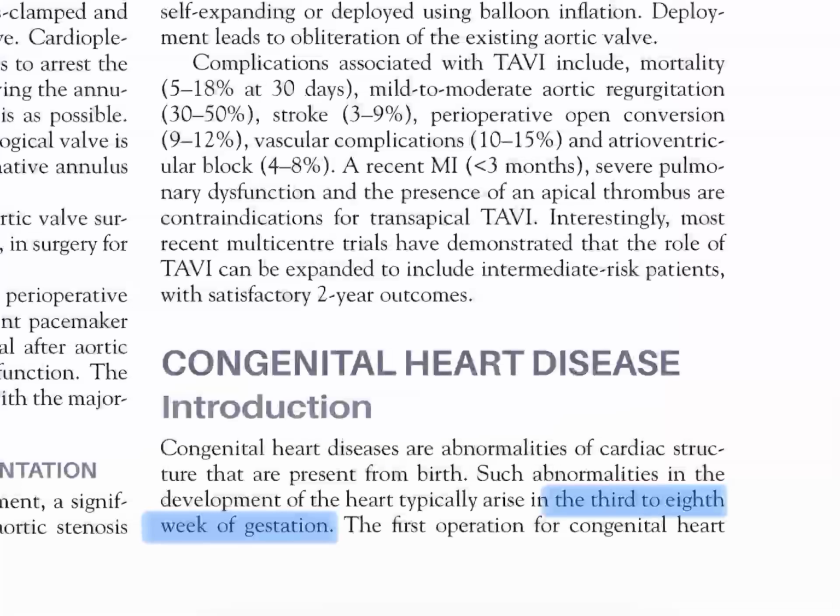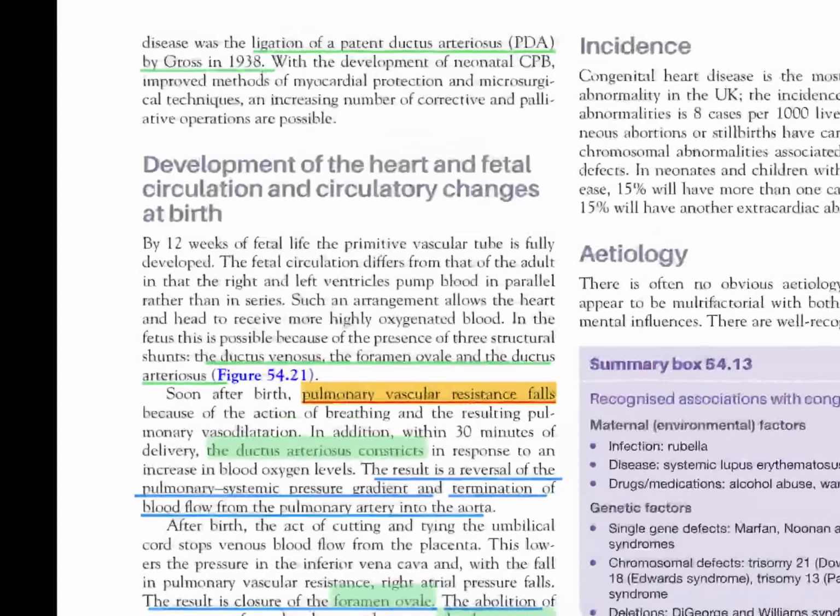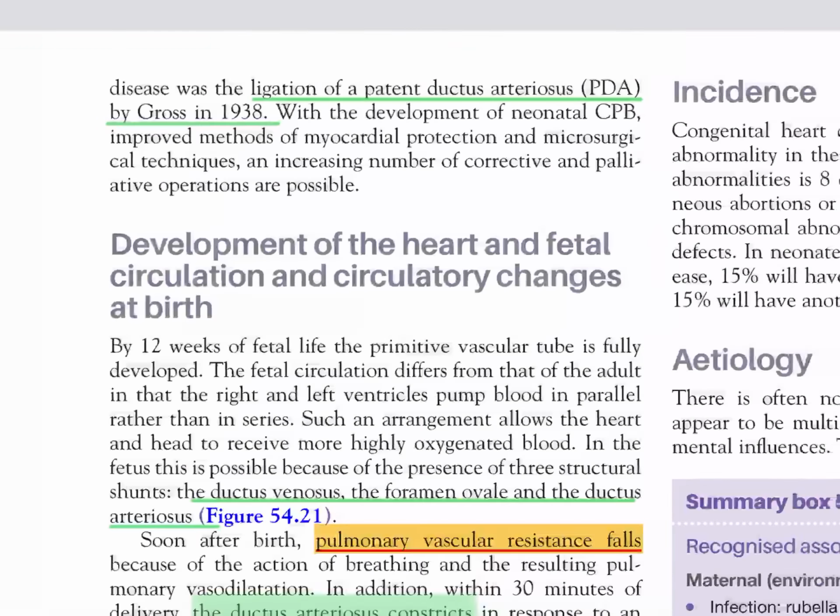The first operation for congenital heart disease was the ligation of patent ductus arteriosus by Gross in 1938. With the development of neonatal cardiopulmonary bypass, improved methods of myocardial protection and microsurgical techniques, an increasing number of corrective and palliative procedures are possible.